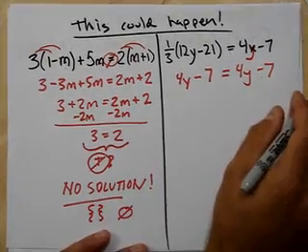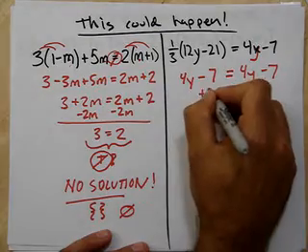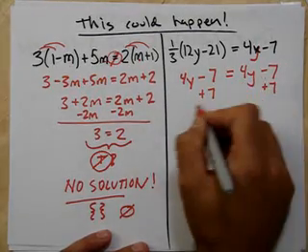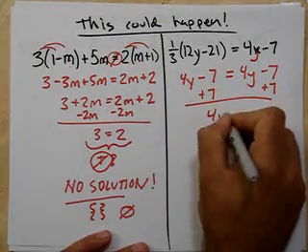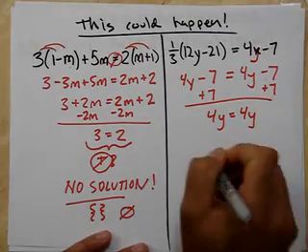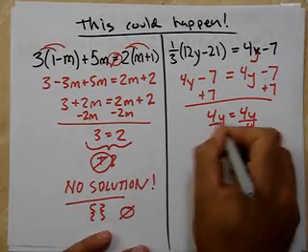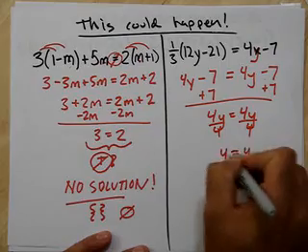Oh, look at this. It looks like the same thing on both sides. Well, let's just add 7 to both sides. See what happens. I get 4y equals 4y. Can divide both sides by 4. I get y equals y.